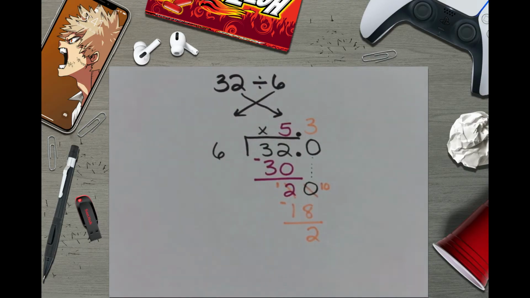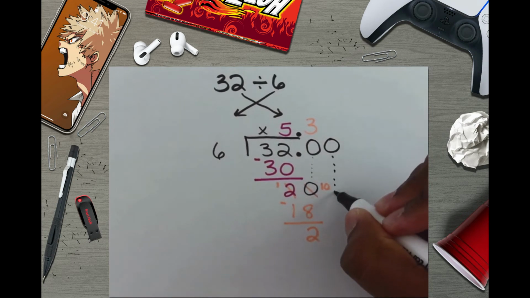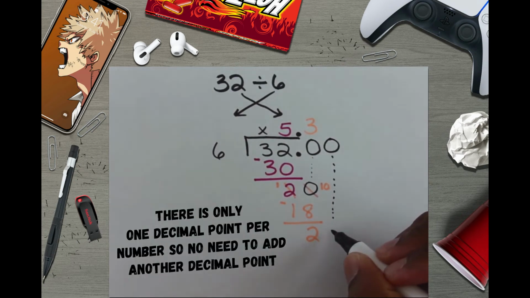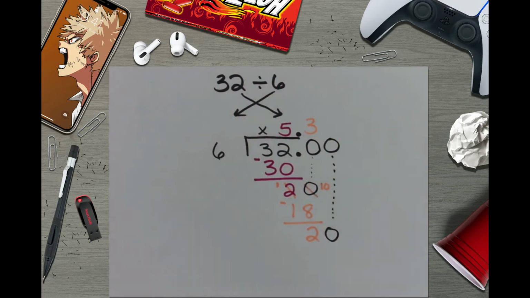Once again, I get the same kind of thing. Can 6 go into 2? It can't. So what I'm going to do is annex another 0, and I'm going to bring that down. I don't have to put another decimal point because remember, there's only 1 decimal point per number.